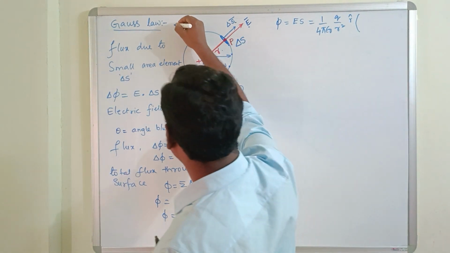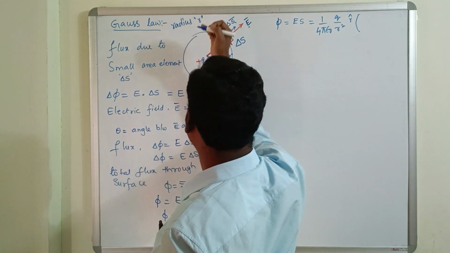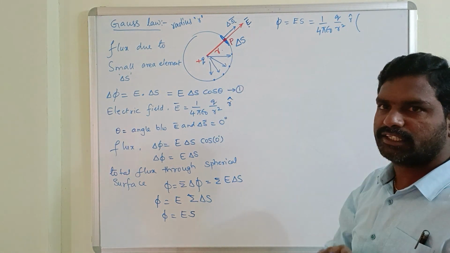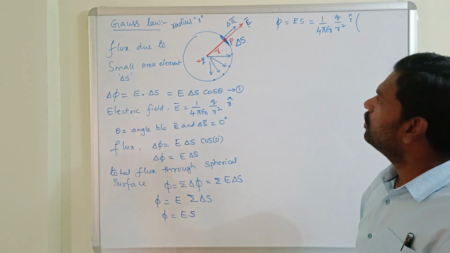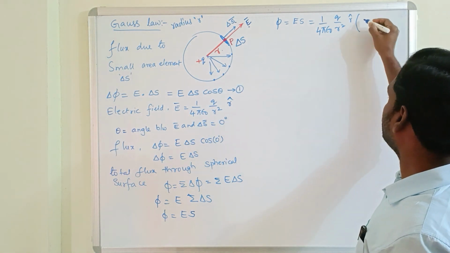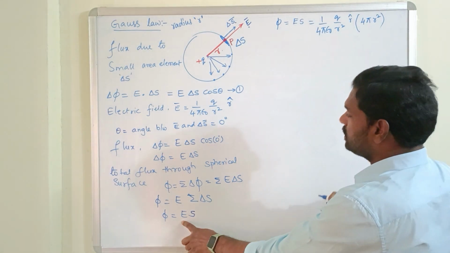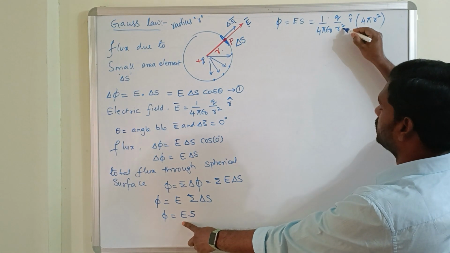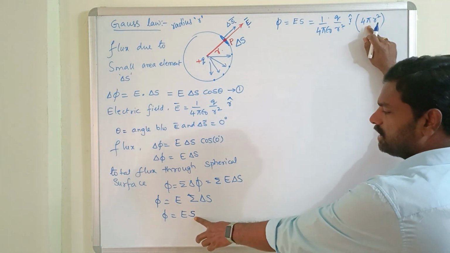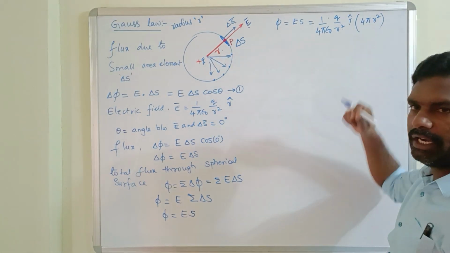Here consider a sphere with radius r, and the charge is kept at the center of the sphere like that. Now as the radius is r, what is the area of the sphere? Area of the sphere is nothing but 4 pi r square. E is nothing but 1 by 4 pi epsilon naught q by r square, and its direction is radial, and S is nothing but the total area of the sphere, 4 pi into radius square.